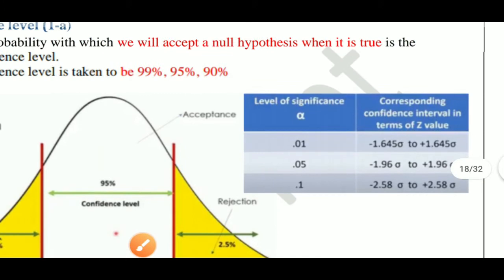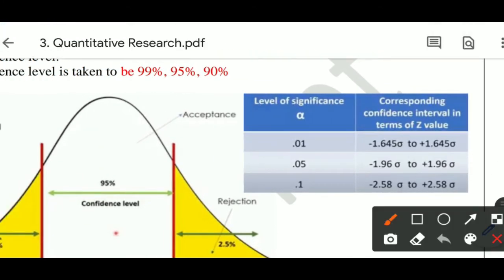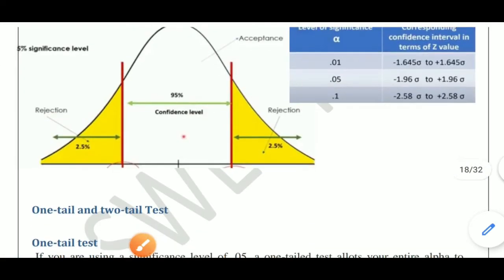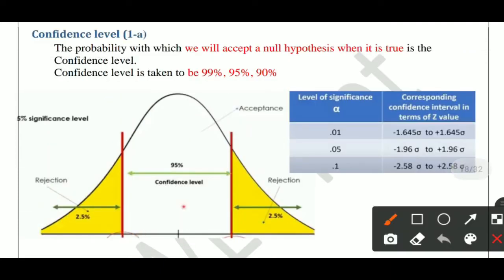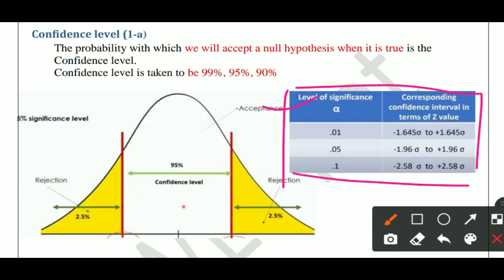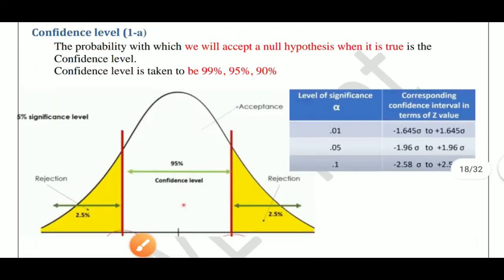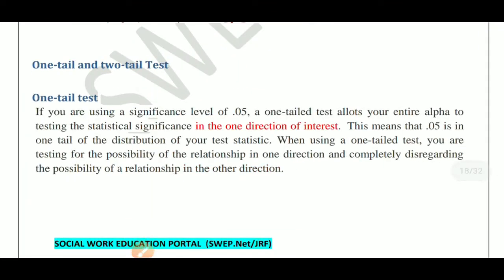Now next, you can see here how to calculate the value of z. In terms of z values, when alpha is 0.01, meaning 1%, the value of z will be minus 1.64 sigma to 1.64 sigma. You can see here this point, 1.64 and minus 1.64, and you can calculate from this. This table is not that important, but you should know about the confidence level and the significance level. Now the next topic is the one tail and two tail test.